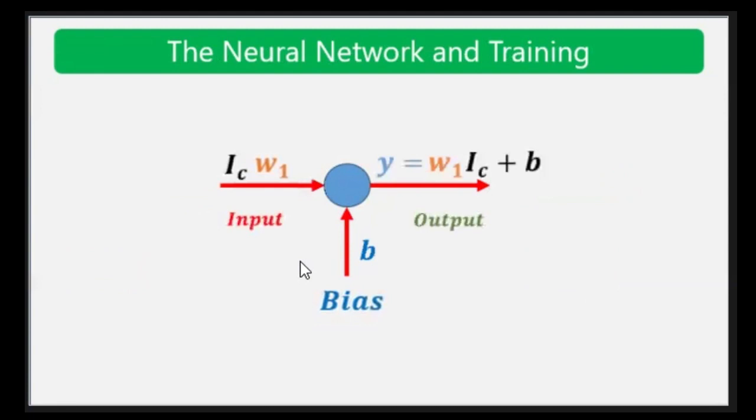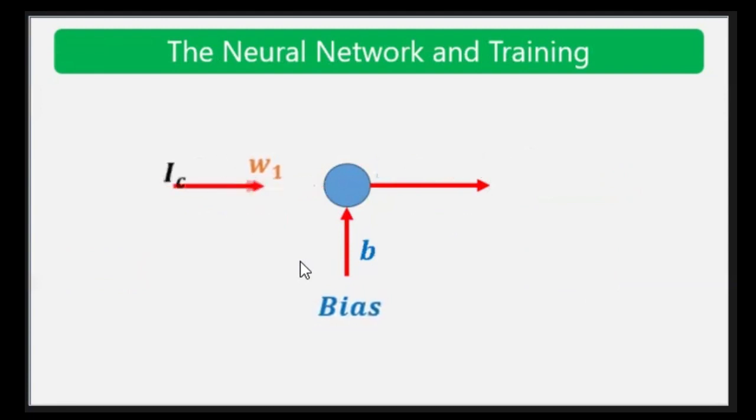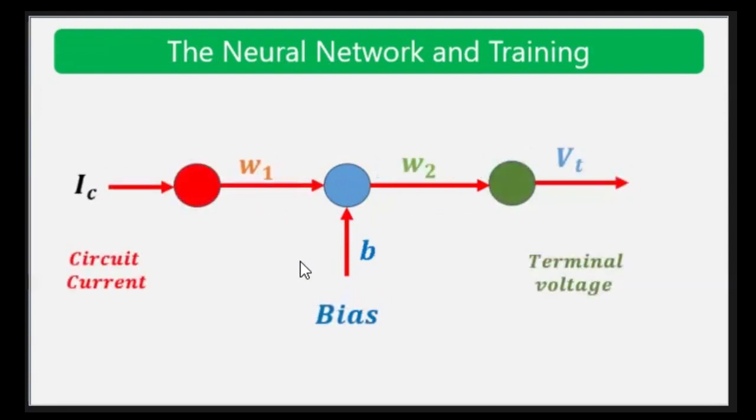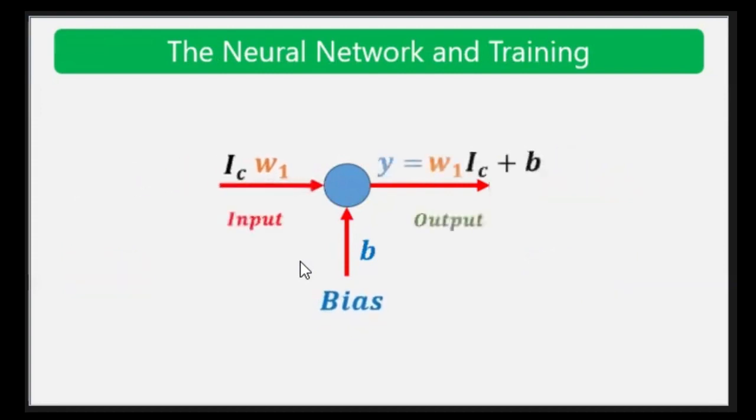First, we will calculate. What is the input to this neuron? That is going to be I, and IC into W1 is going to go into this neuron, right? Then what is the output of this neuron? That is going to be IC into W1 plus B.